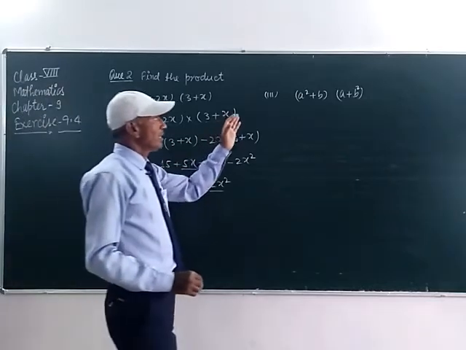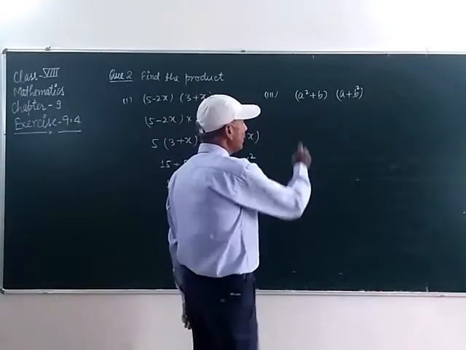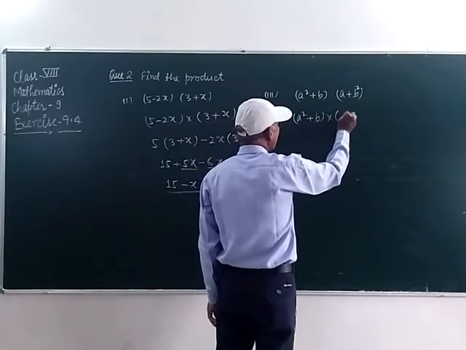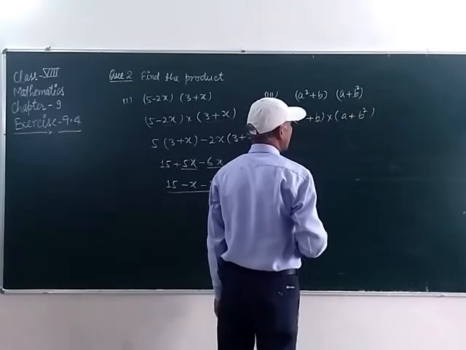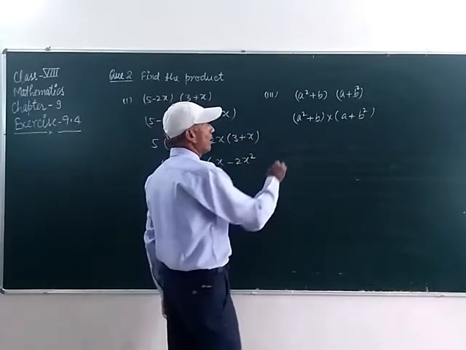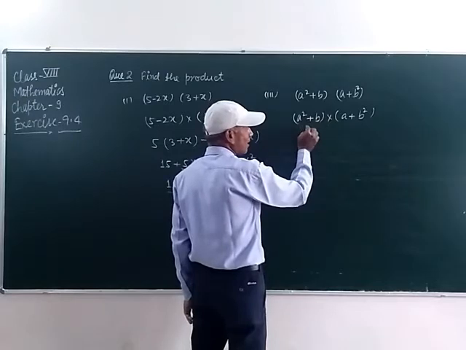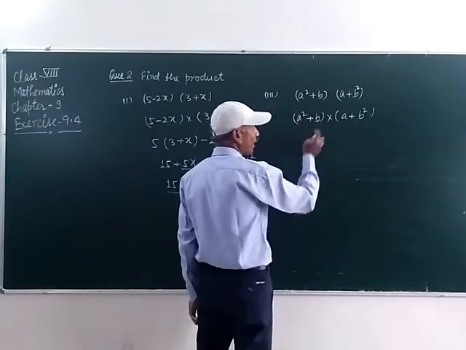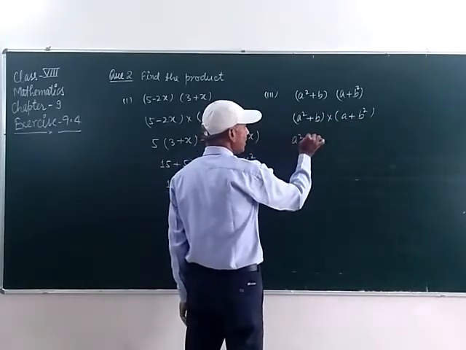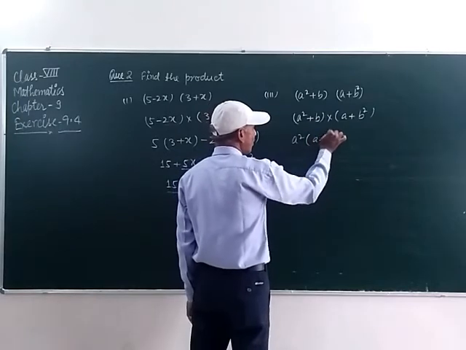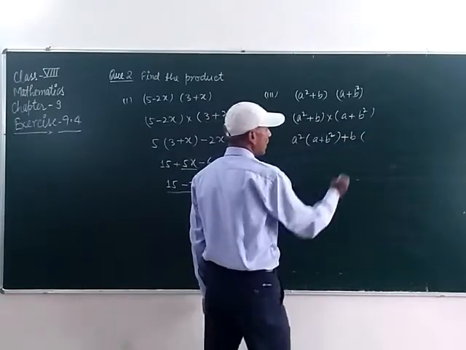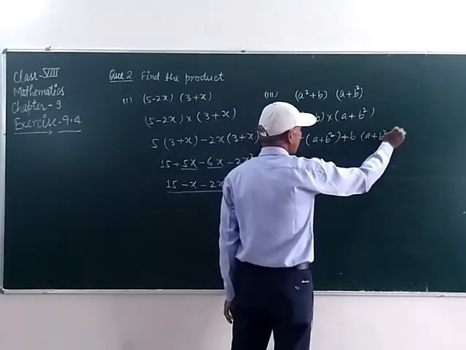And in the third part of the question, student, this one a square plus b multiplied by a plus b square. Now we have to multiply the same way, student, like this. First of all, we have to multiply this a square with a plus b square, and after that we have to multiply b with a plus b square. So a square into a plus b square plus this one b into a plus b square.